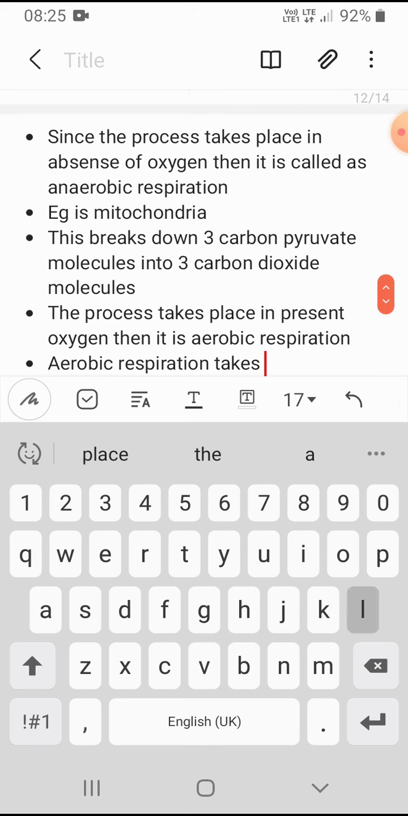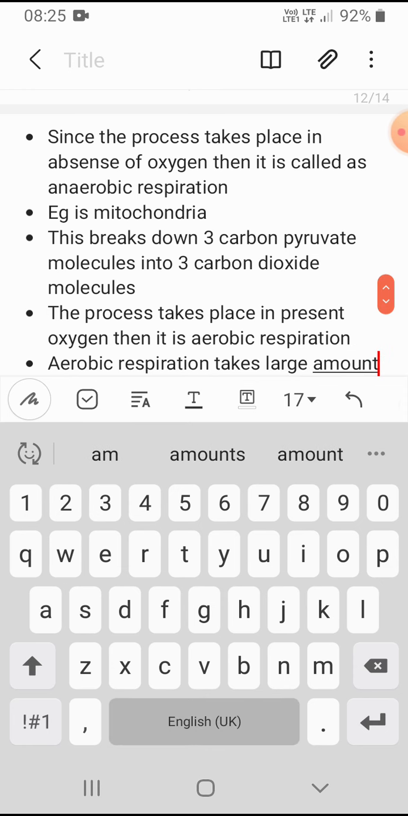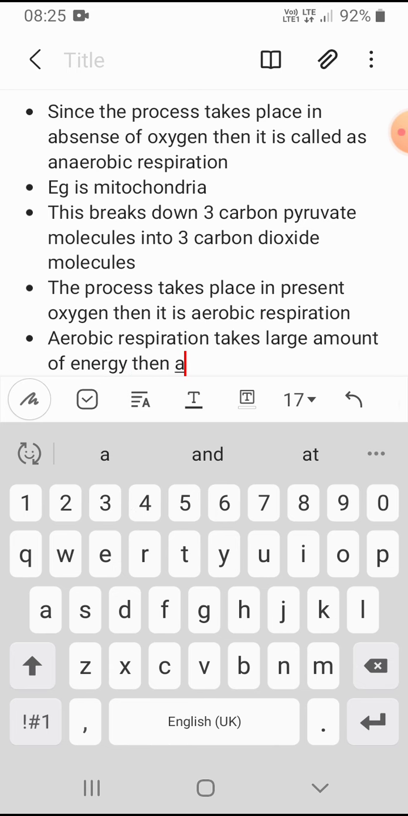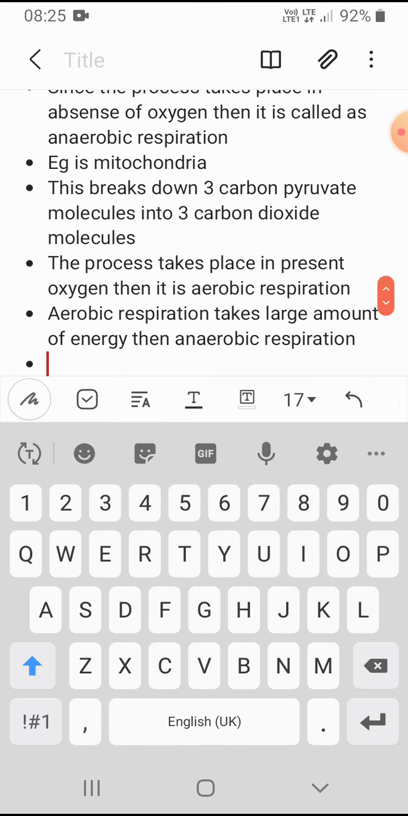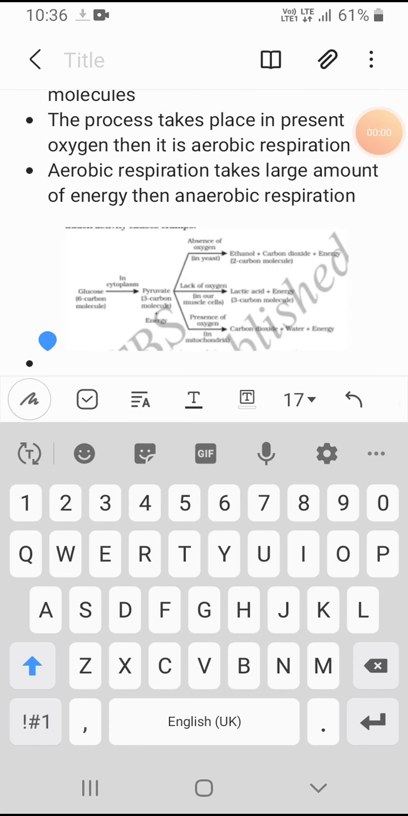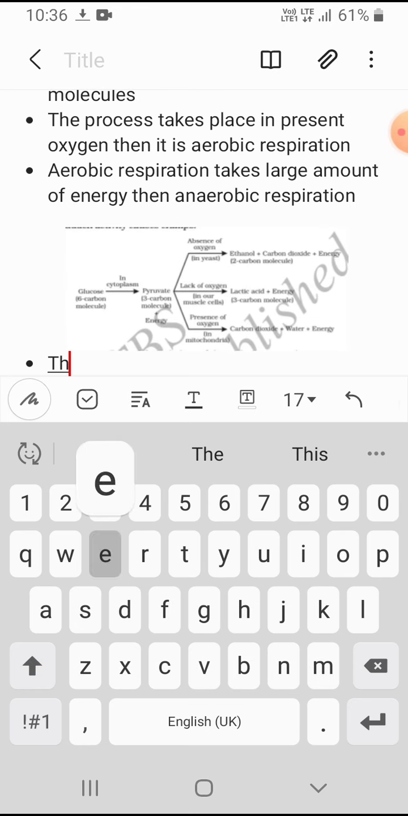And aerobic respiration releases a large amount of energy compared to anaerobic respiration. Aerobic respiration gives more energy because it has oxygen. In this picture you can see aerobic and anaerobic respiration.